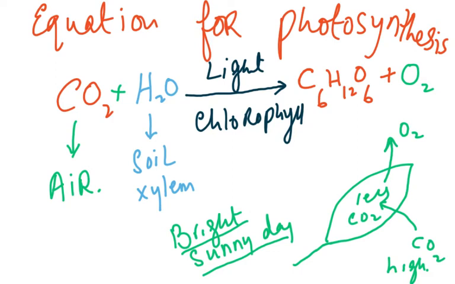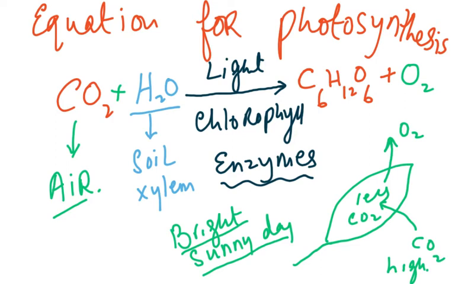So the carbon dioxide from the air combines with the water from the soil in the presence of light and chlorophyll. And what we don't mention here is the most important thing, the chapter which we just studied: enzymes. All reactions take place in the presence of enzymes. Without enzymes, no biological reaction can take place. So what is going to be formed is glucose, and the oxygen is going to be in excess, so that is going to diffuse out of the leaf.